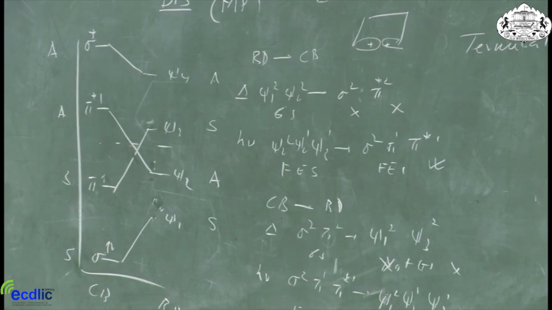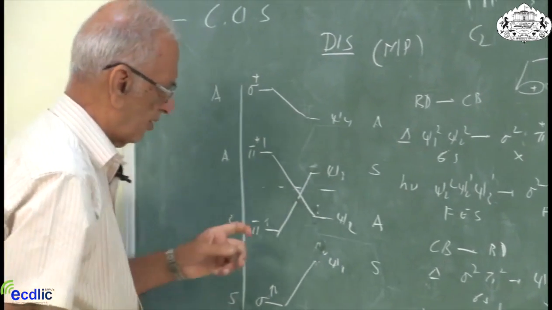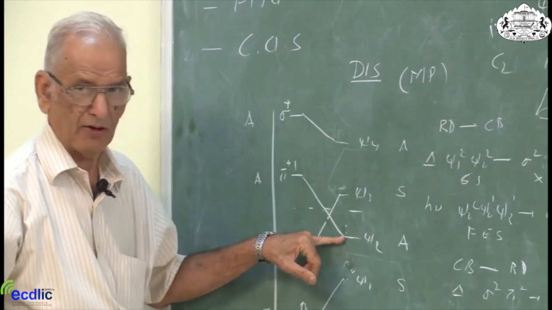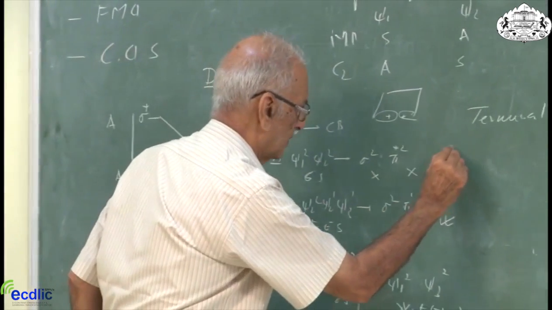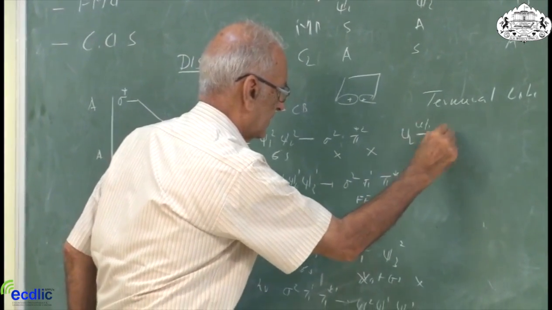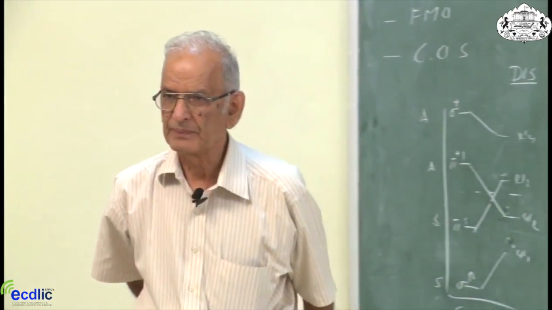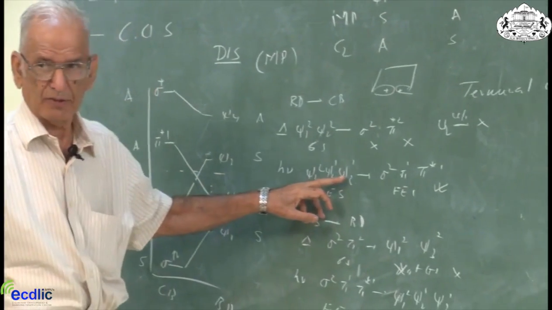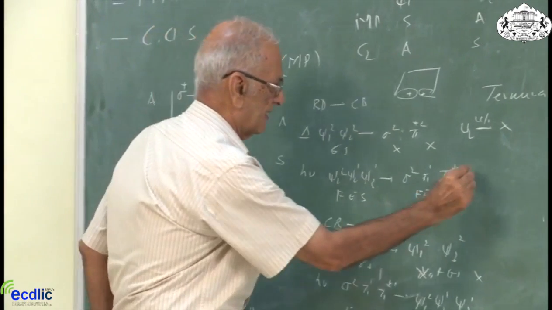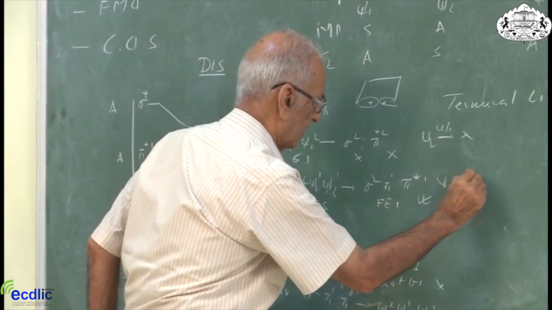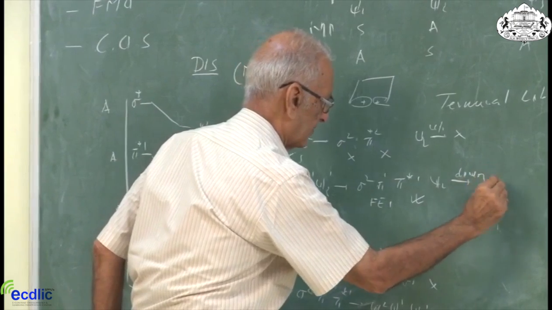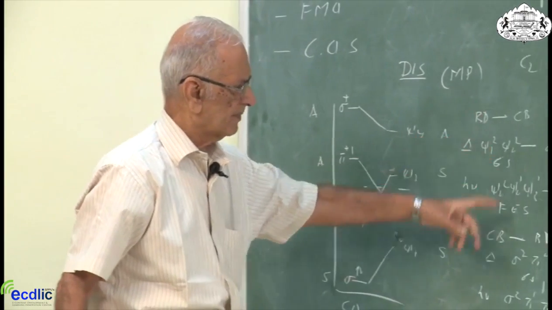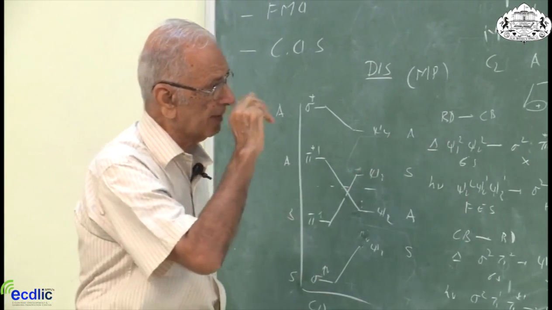All right. Which is your highest occupied molecular orbital for the thermal reaction? Psi 2 is the highest occupied molecular orbital. So, psi 2 goes up, therefore, disallowed. If I look at photochemical reaction, which is the highest occupied molecular orbital? Psi 3. Psi 3 goes down, therefore, reaction is allowed. So, that is the question of the terminal lobe.